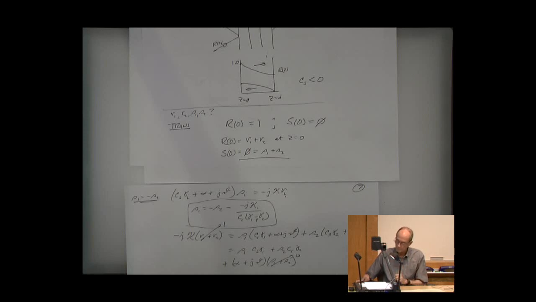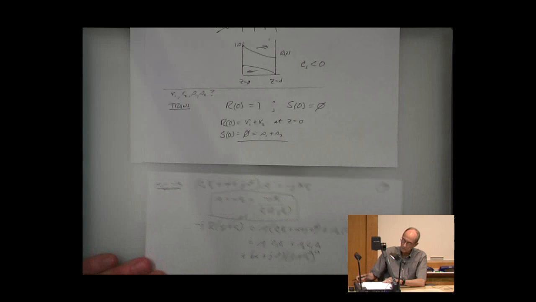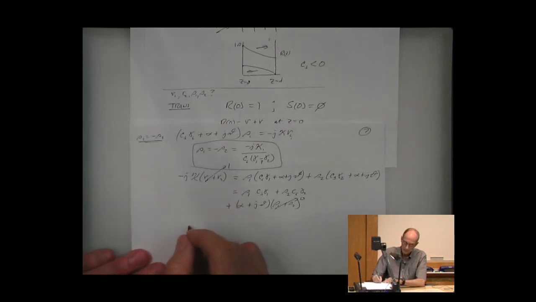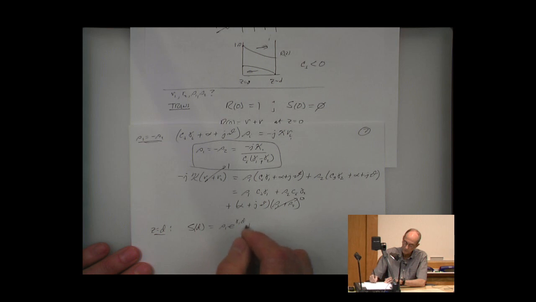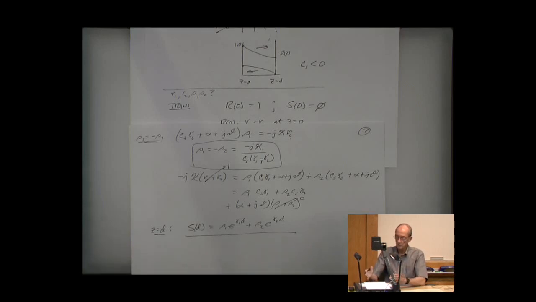Okay, so we now have a value for S1 and S2, right? That's what we needed, right? And so now S of D, and this again is evaluated at Z equals D. We have that S of D is equal to S1 e to the gamma 1d plus S2 e to the gamma 2d. All right? So all these terms are known, right?